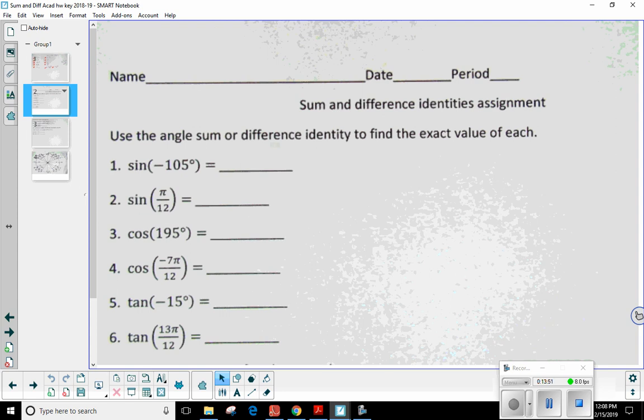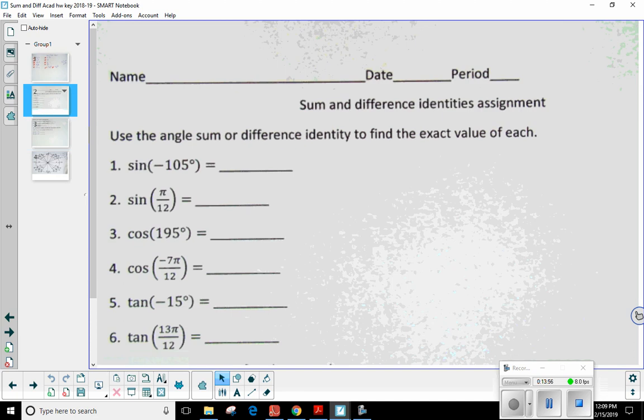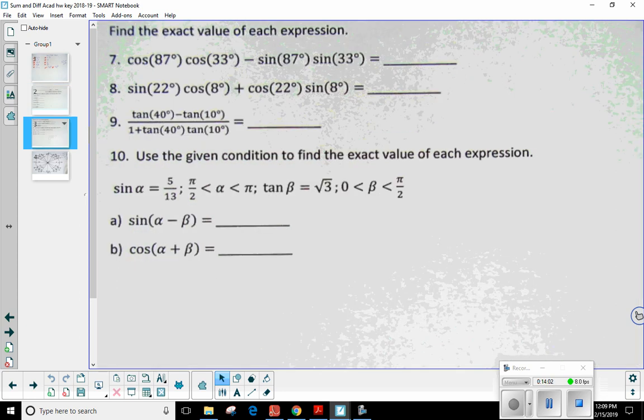Okay, so this is the assignment. Like we always do, let's work a couple of these problems together and then see what you guys think. You'll notice number 10 is just like that problem we were talking about. Now it is written a little differently. Here it says alpha is between pi over 2 and pi. What quadrant starts at pi over 2 and ends at pi? That's quadrant 2. What about beta being between 0 and pi over 2? That's quadrant 1. It's just another way of writing it.